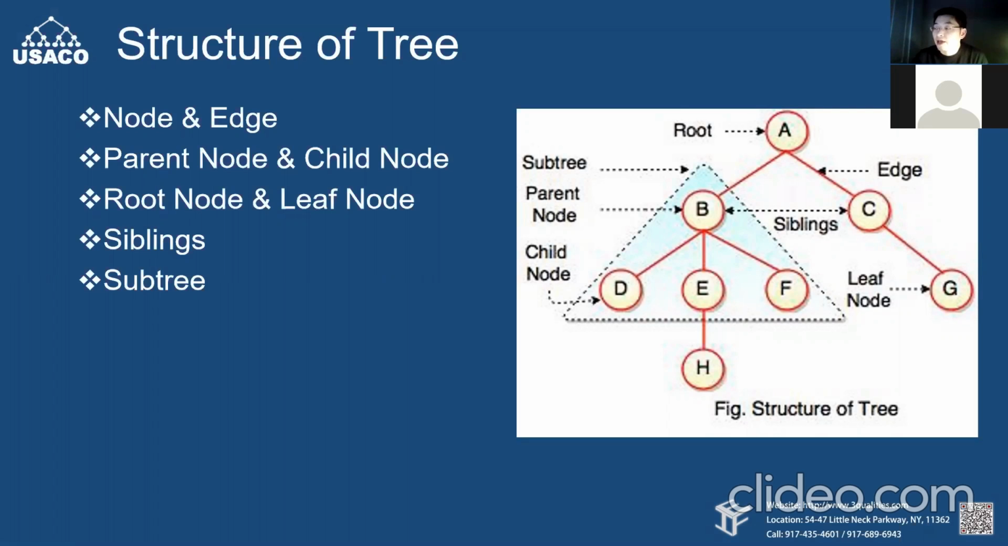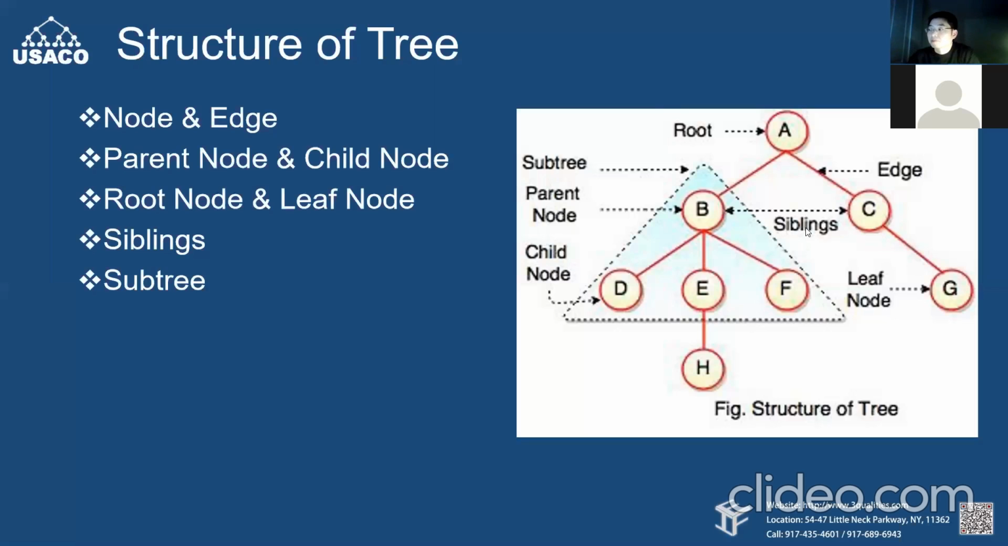And those child nodes that belong to the same parent node, like B and C here, are also called siblings of each other. If I give you the whole tree, any node below is a subtree of the whole tree.